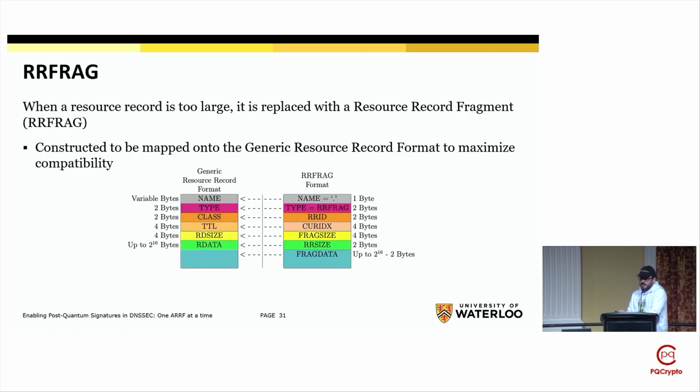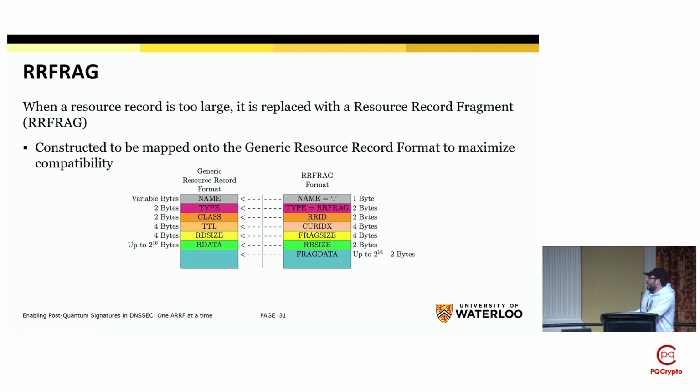So you're probably seeing this, and there's a bunch of fields, and what do they mean? It's quite confusing, but the big takeaway you should get from here is a resource record fragment is mapped onto the generic format, so that it's backwards compatible. If a resolver does not support this, it manages to actually read this RR frag. It won't go out of bounds or anything like that.